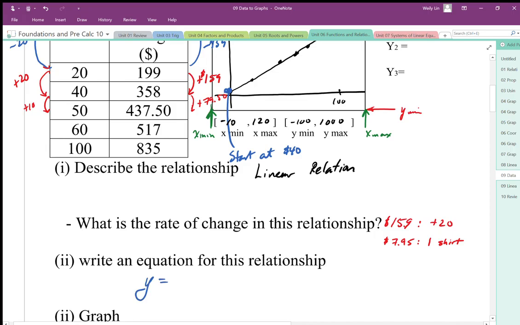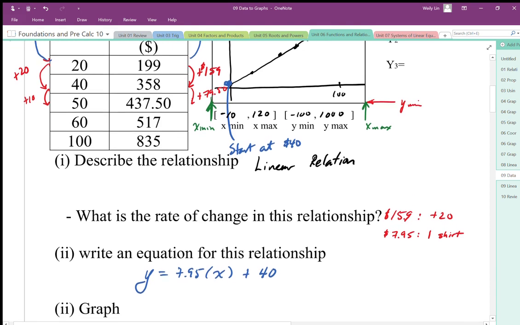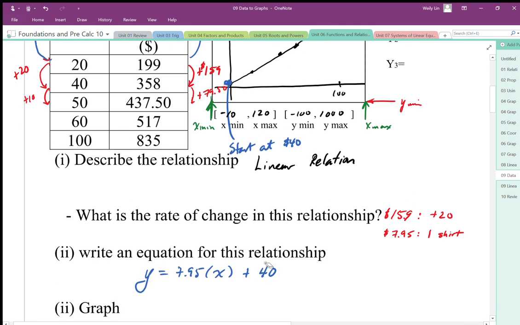So my y is equal to, well, I'm going to multiply by this rate of $7.95 per shirt. And I'm going to times the number of shirts. And it started at $40. So $40 is my initial charge. That may be a setup charge or something like that, some fee that I have to pay. And then for each shirt, I'm getting charged $7.95.